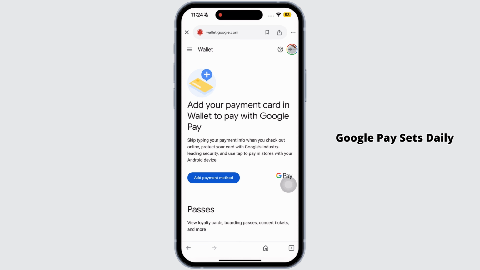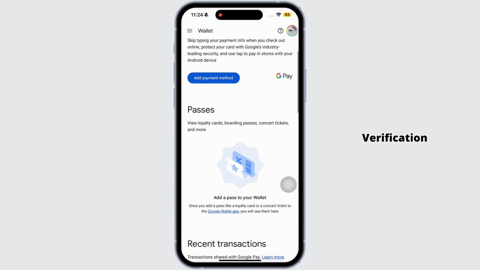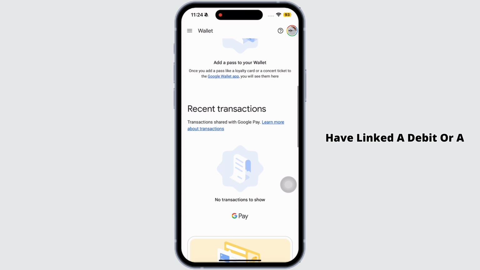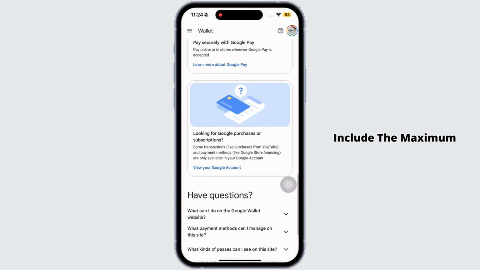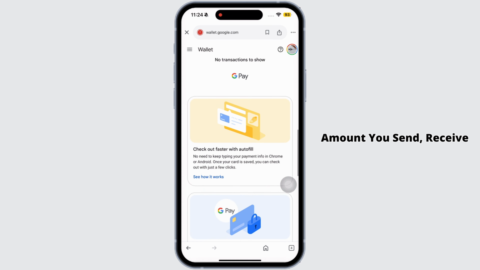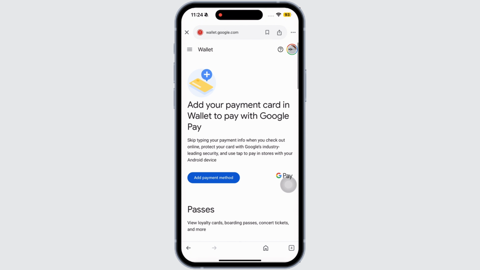Google Pay sets daily and monthly transaction limits based on your country, account verification level, and whether you have linked a debit or credit card or bank account. These limits include the maximum amount you send, receive, or spend per transaction, the total amount you can transfer or make payments within a 24-hour or a monthly period. Some merchants may set their own limits on how much you pay via Google Pay.